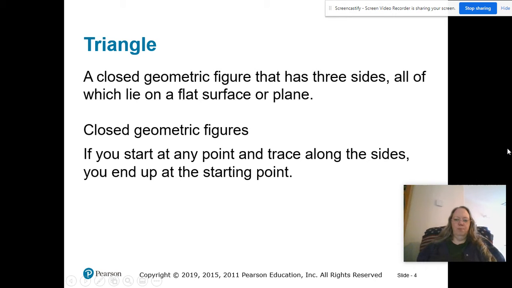So when they're talking about a closed figure versus an open figure, if, for example, I draw that and stop, that would be an open geometric figure. If I draw three sides and I go back to the beginning, then that is a closed geometric figure.